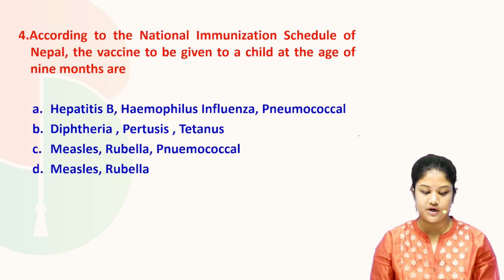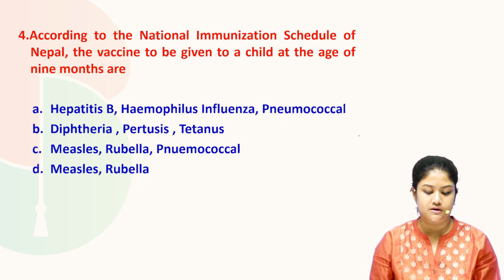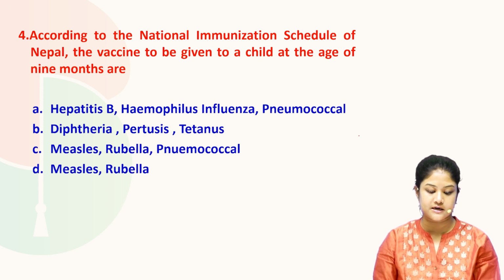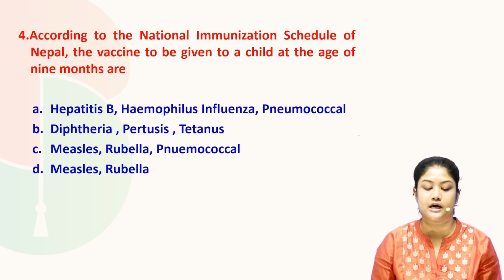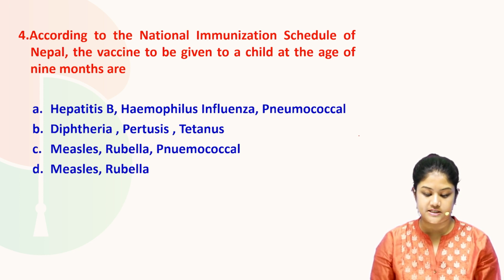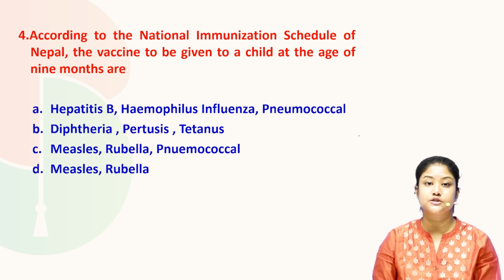Now let's move into our next question, that is, according to the National Immunization Schedule of Nepal, the vaccine to be given to a child at the age of 9 months are. So in this question we are asked to find out the vaccines which should be given to the child at the age of 9 months.